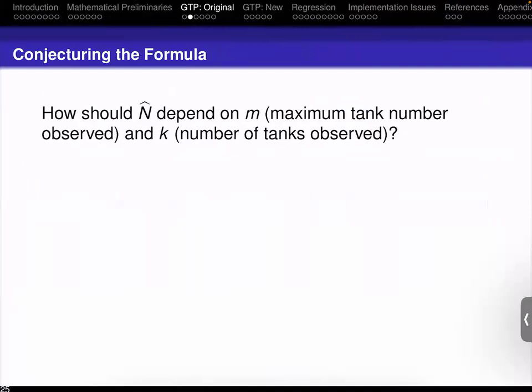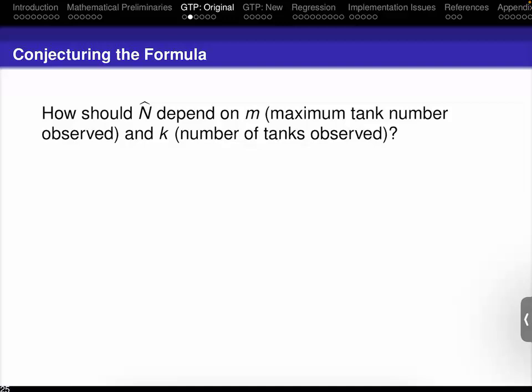So I'm just going to ask a really weak question. I want you to be qualitative here. How should our best estimate for the number of tanks depend on m, the maximum serial number we observe, and k, the number of tanks observed? For example, if I keep k fixed and I increase m, what should happen to n hat? It should go up, right? The larger value I get for m, the bigger my estimate for n hat should be.